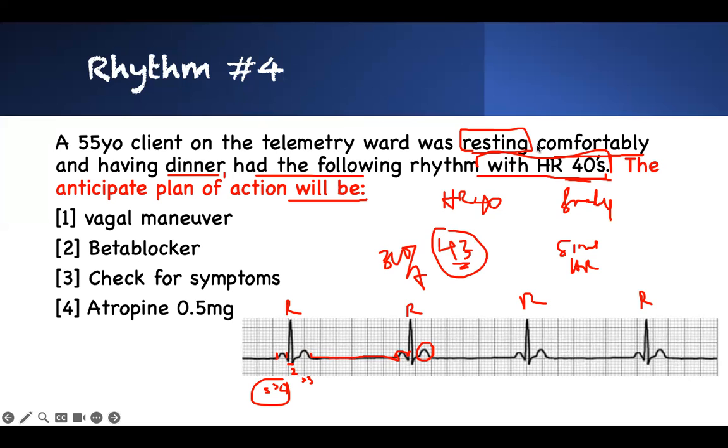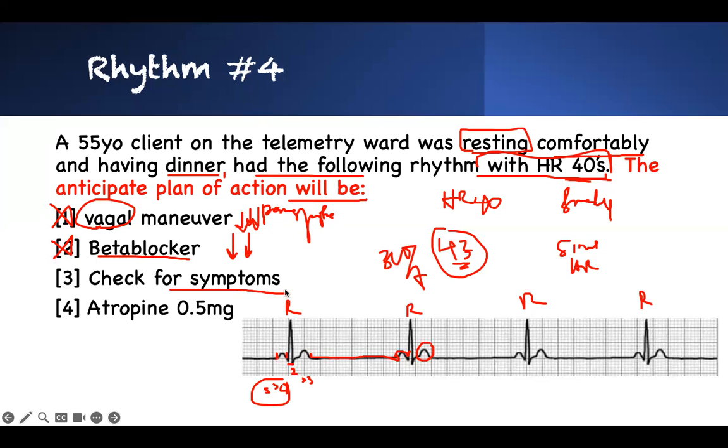It's okay, right? And he's eating dinner. What do you want to do? If you do a vagal maneuver, you're causing the parasympathetic nervous system to take over. This will decrease the heart rate more, and therefore this is a wrong move. If you give them a beta blocker, you're going to decrease their heart rate more. This is going to be a problem.